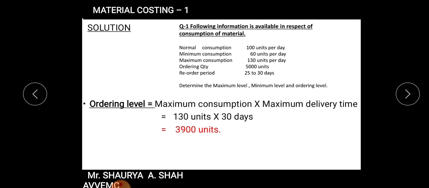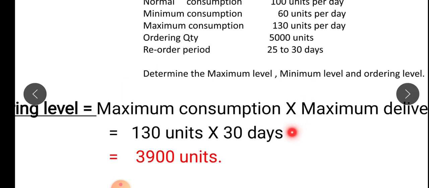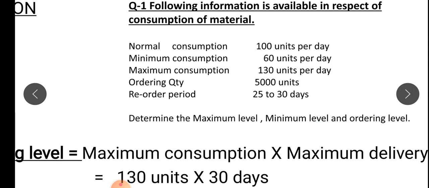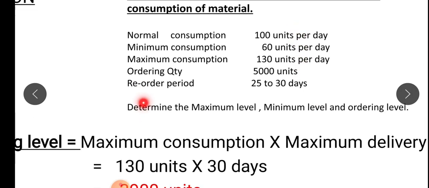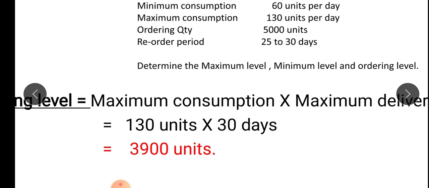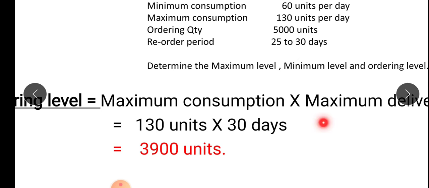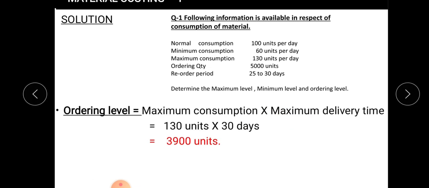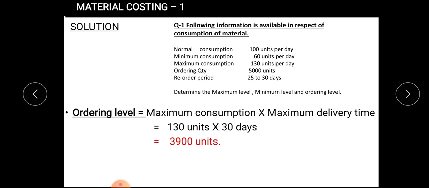What is maximum consumption? As you can see on the sum, I have put the sum on every slide. Maximum consumption is 130 units per day, and maximum delivery time, as I told you just now, is 30 days. So 130 units into 30 days gives you 3900 units, right? So what is ordering level? Ordering level is the 3900 units. Now when the consumption reaches 3900 units, then you need to put a reorder for the materials which you require. I suppose everyone is clear with that.